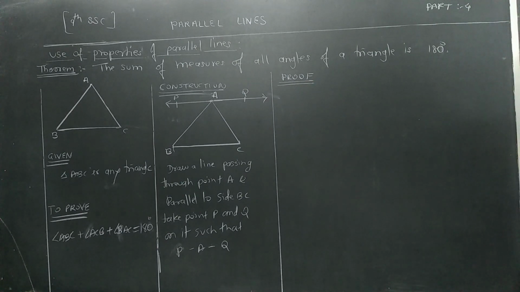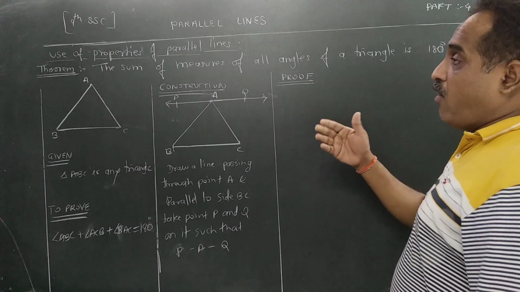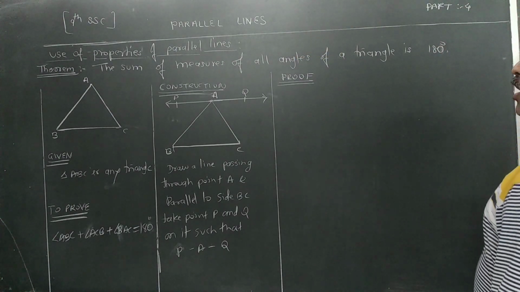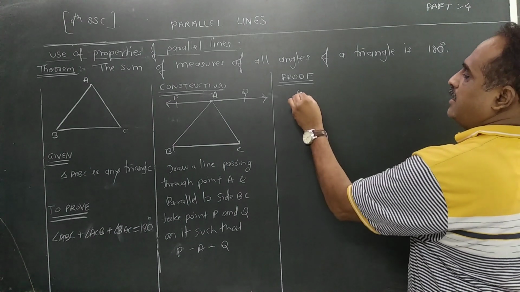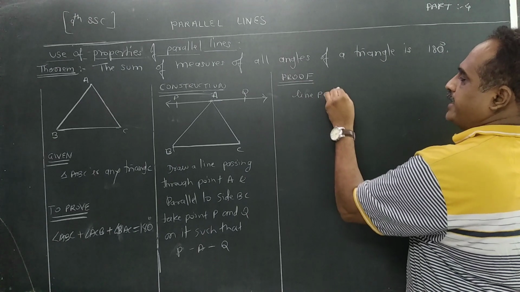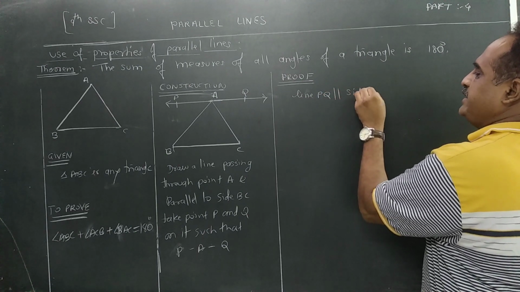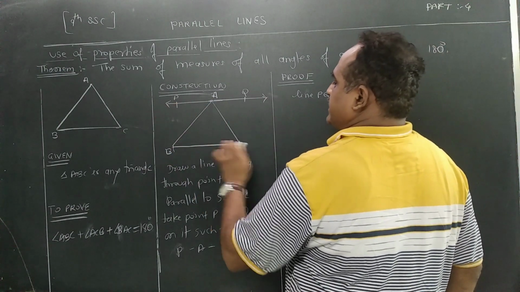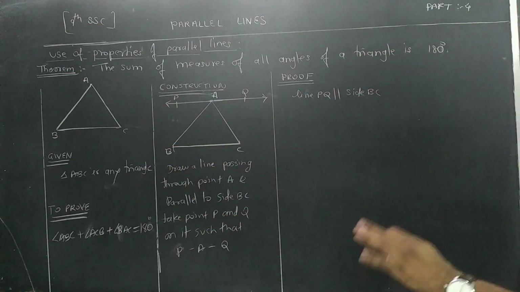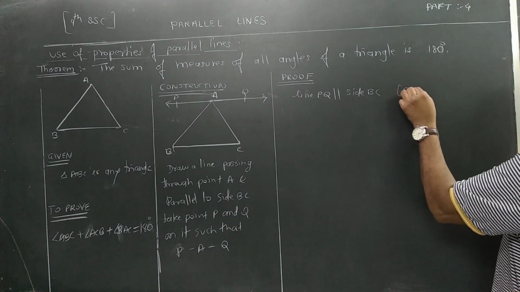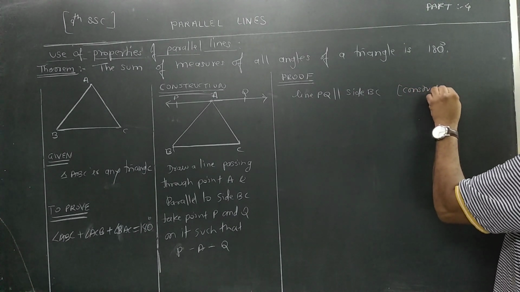In the proof, now just see, we are going to make use of all the properties of parallel lines. So, what am I going to write? Line PQ is parallel to side BC, or you can write line BC. How did you get it? That we did in the construction.